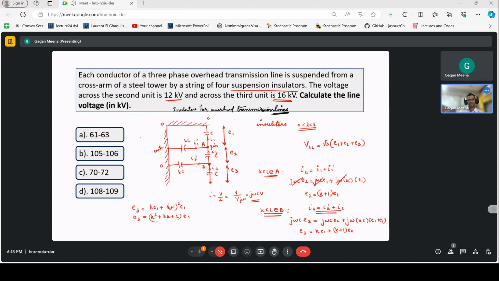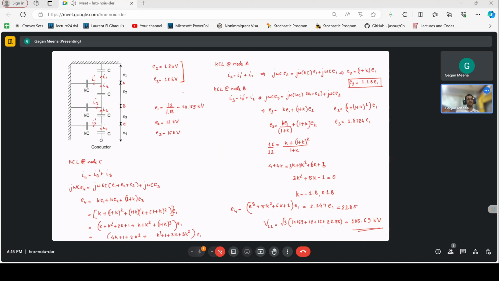So E2 is given as 12 kilovolt, E3 is given as 16 kilovolt. Now first thing, whenever we see any questions on insulators, we have to write the KCL equation at each node. Now how many nodes do we have here? 1, 2 and 3 nodes. We have written A, B and C. So we have to write KCL at A, B and C.